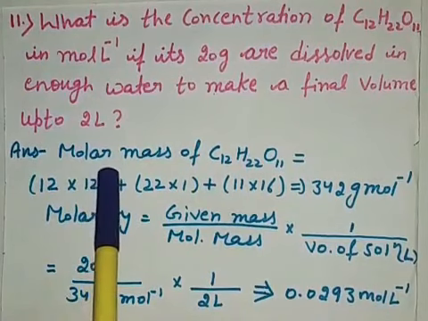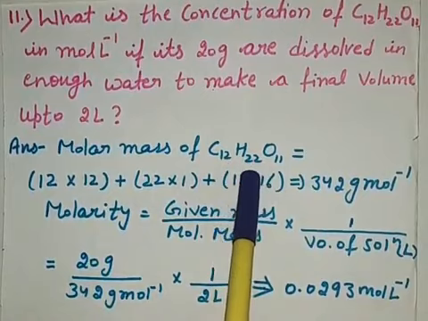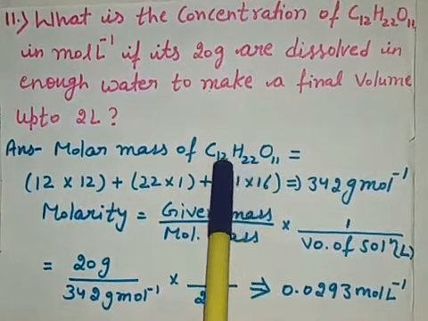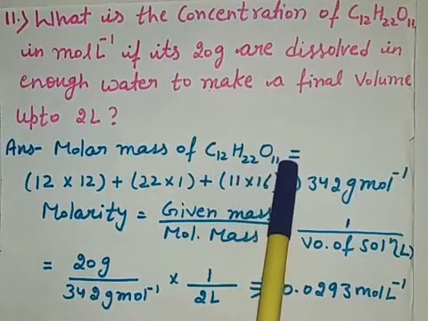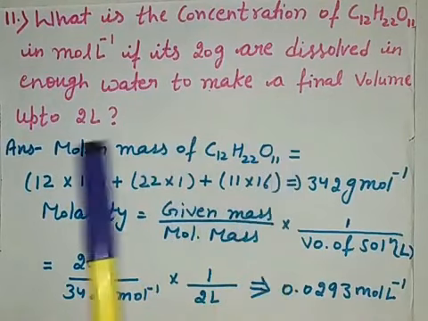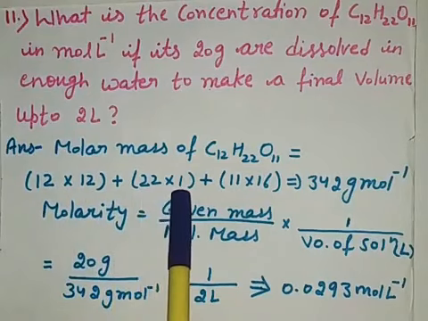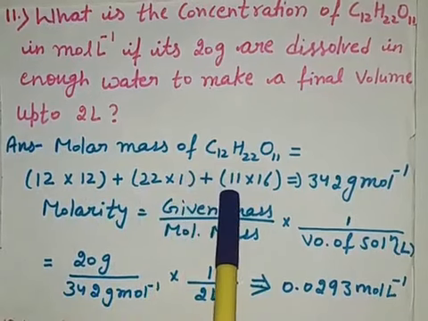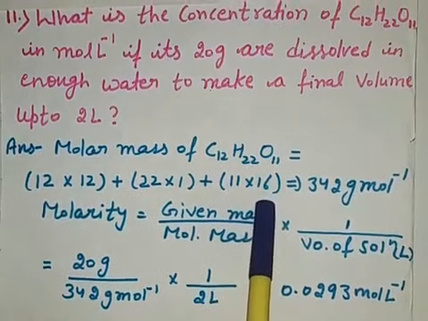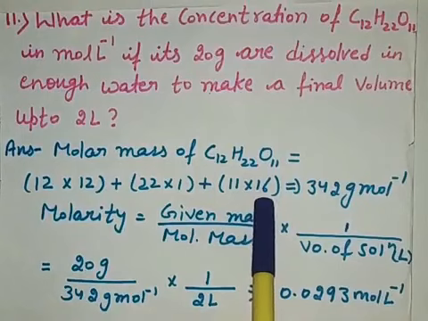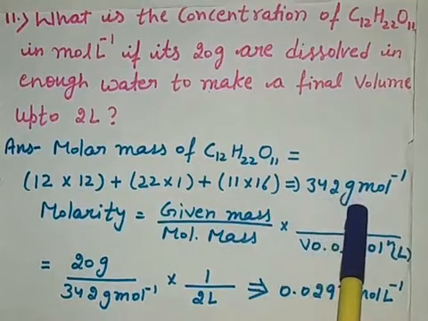So first we will calculate the molar mass of sugar. As you can see, this is the formula of sugar. Here 12 atoms of carbon, 22 atoms of hydrogen and 11 atoms of oxygen are present. So 12 × 12 plus 22 × 1, the atomic mass of hydrogen, plus 11 × 16, because there are 11 atoms of oxygen and 16 is the atomic mass of oxygen. When you solve it, it comes equal to 342 gram per mole.